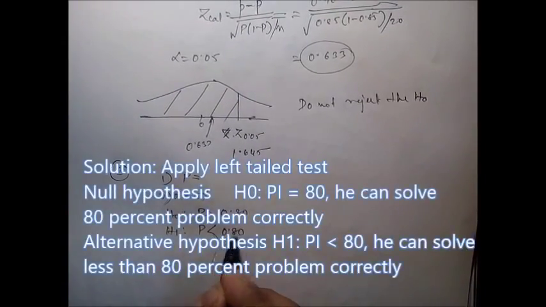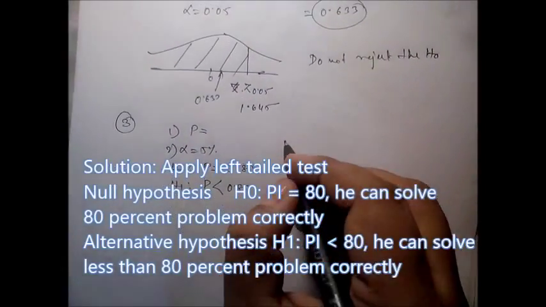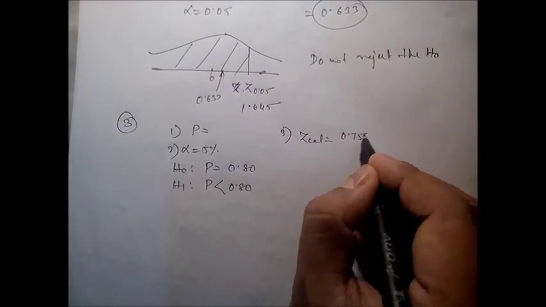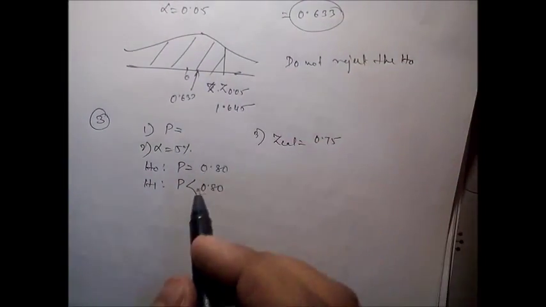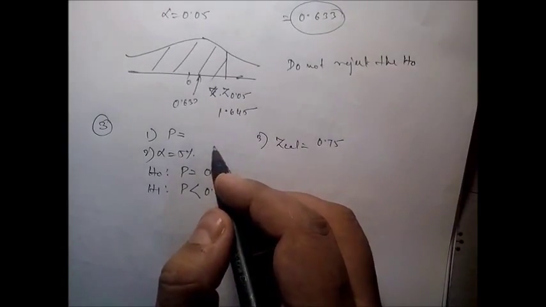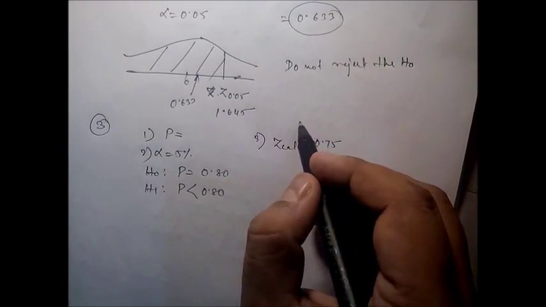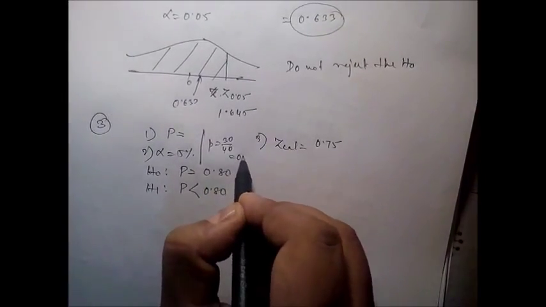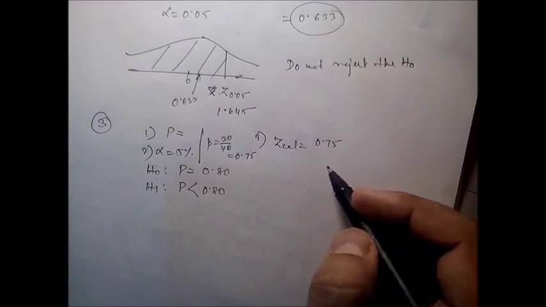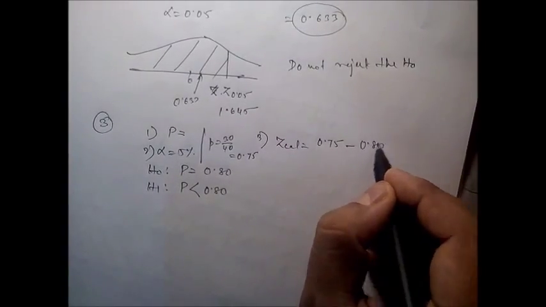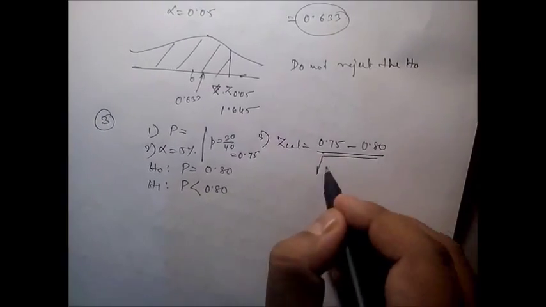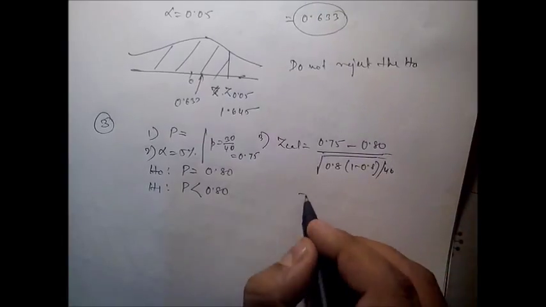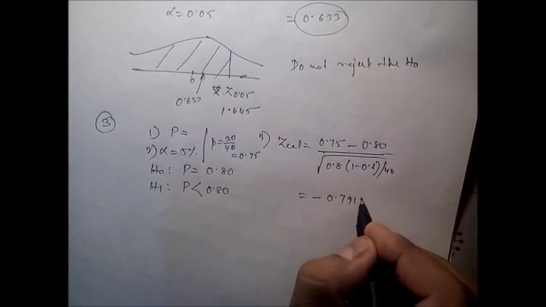alternative hypothesis P less than 0.80. Under H0, the Z statistic calculation is what? 0.75. So what is 0.75? He solved 30 problems out of 40. That's why 0.75 is the sample proportion minus population proportion, divided by the square root of 0.8 times (1 minus 0.8) by 40. The value is minus 0.7911.